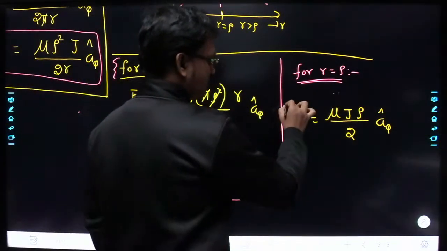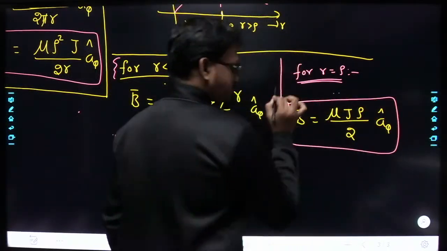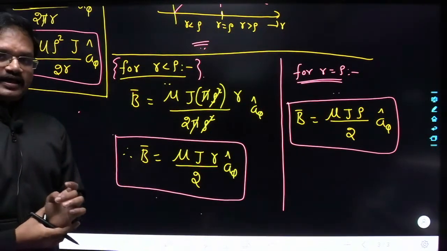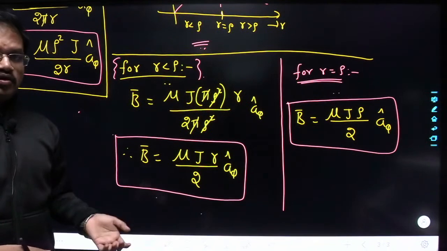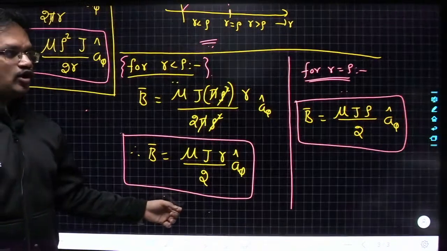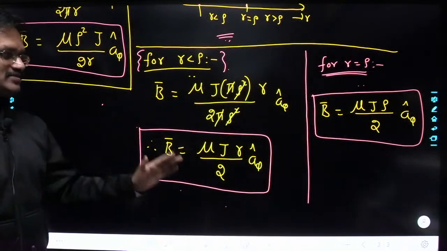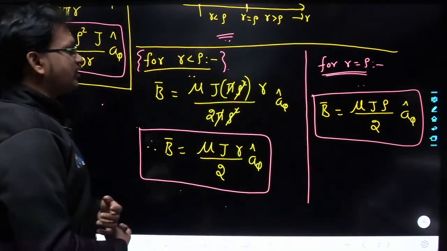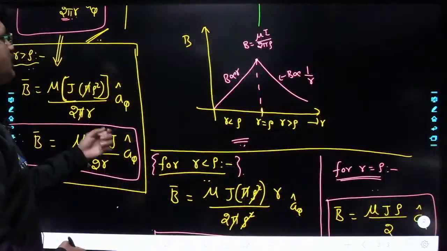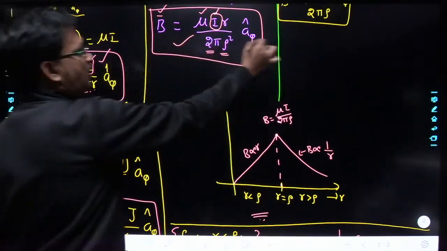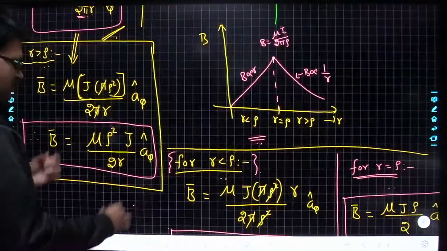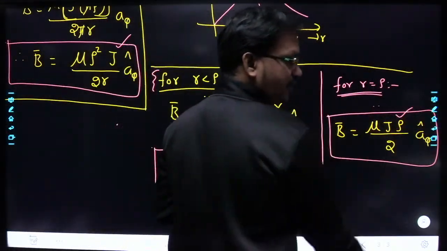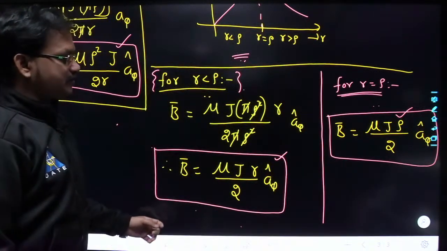These are the expressions for B field in all the regions. If you are having a current carrying wire of radius rho, then these are the expressions for B field outside the wire, inside the wire, and on the surface of the wire. Understood? So we got the expressions in terms of current I, and also in terms of current density J.